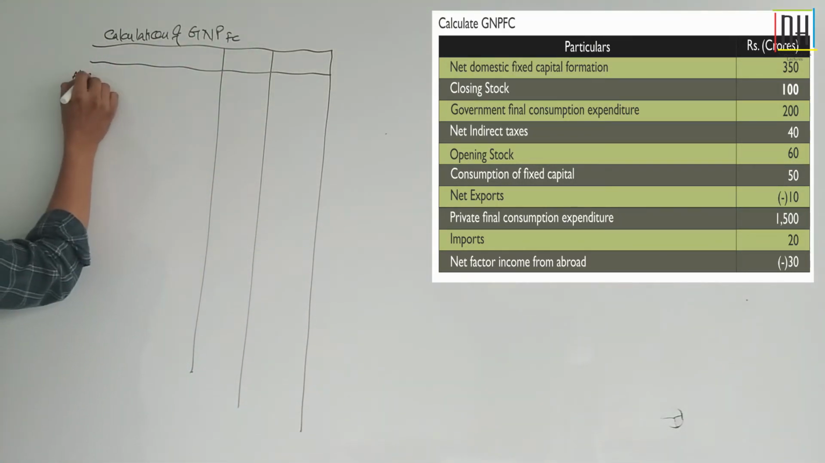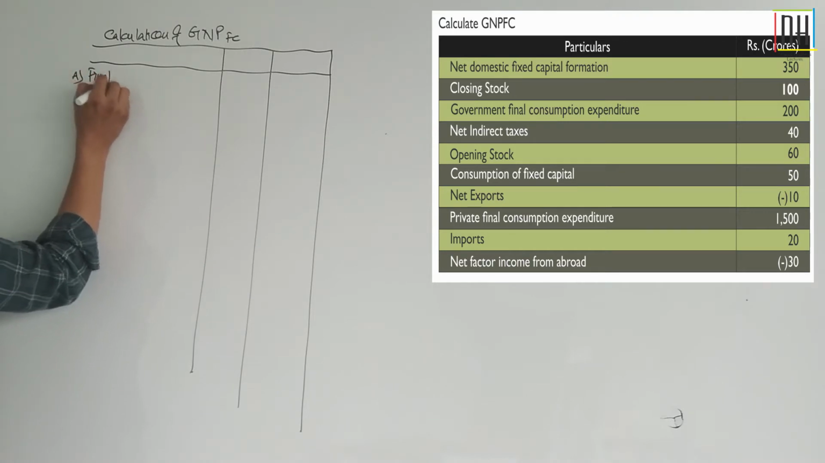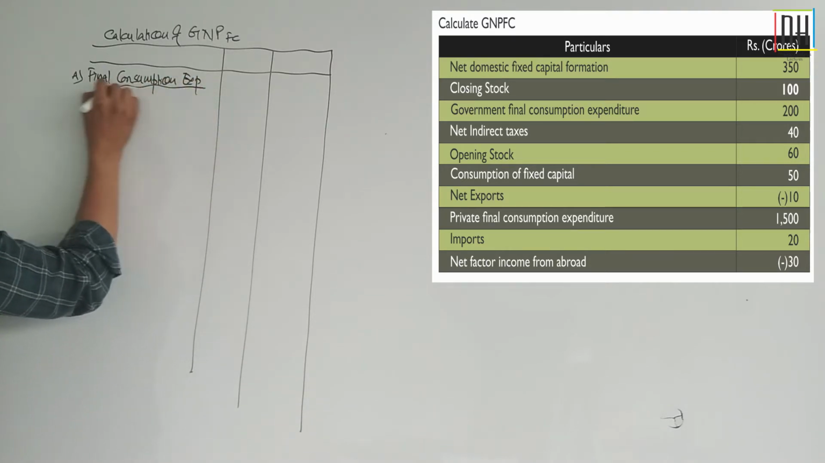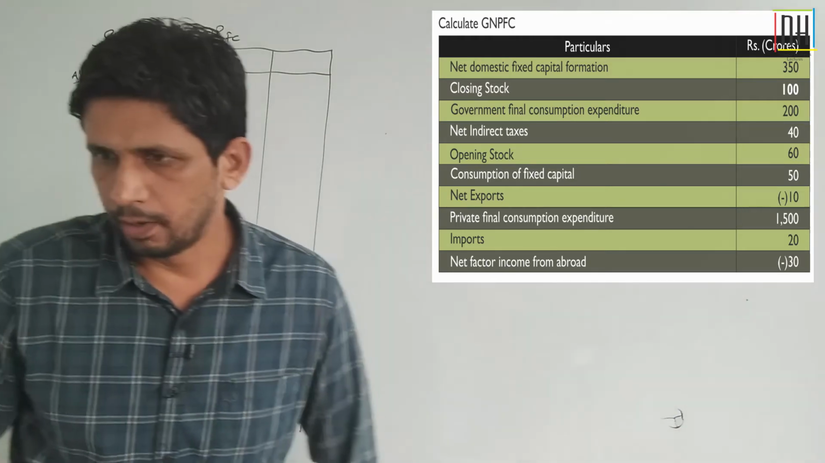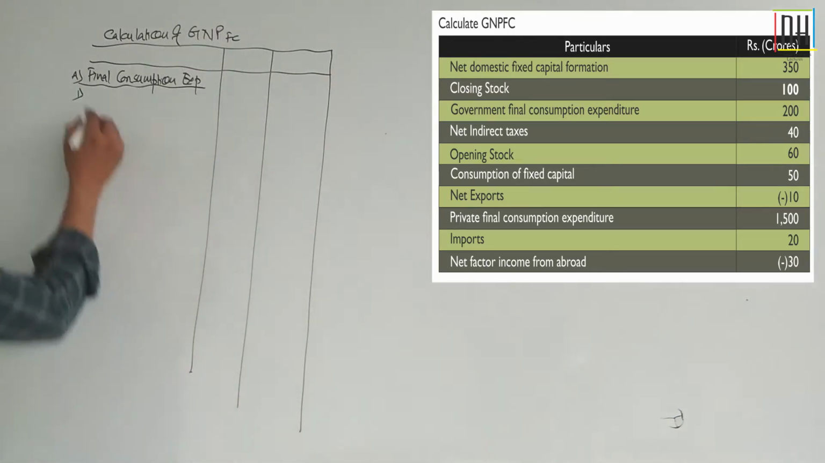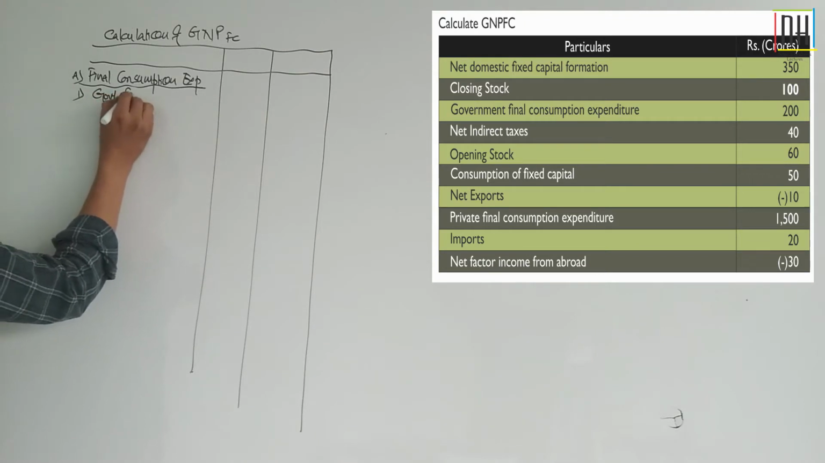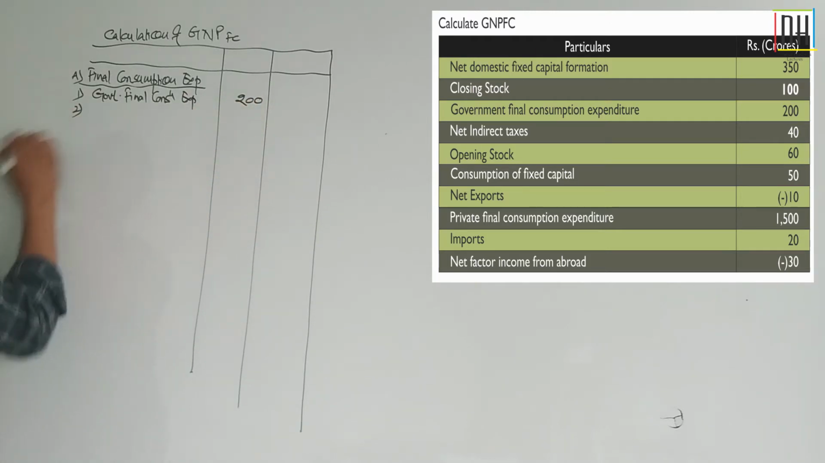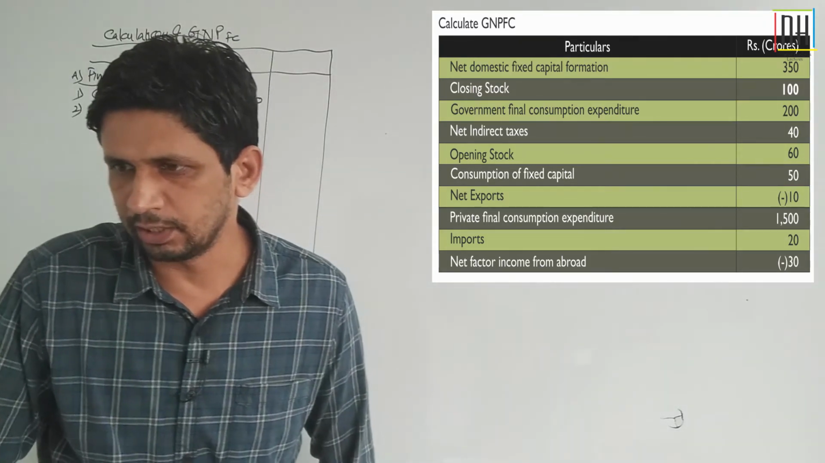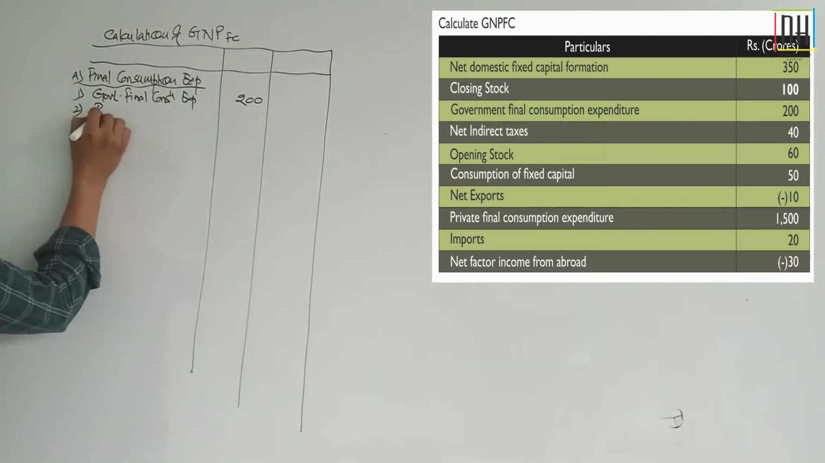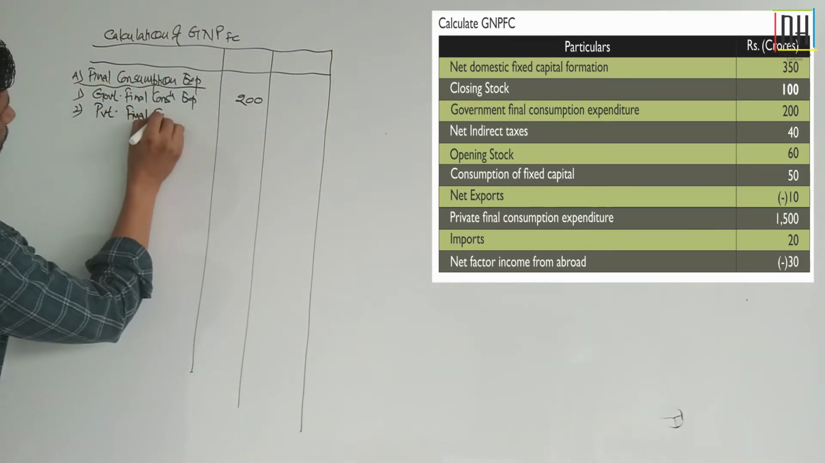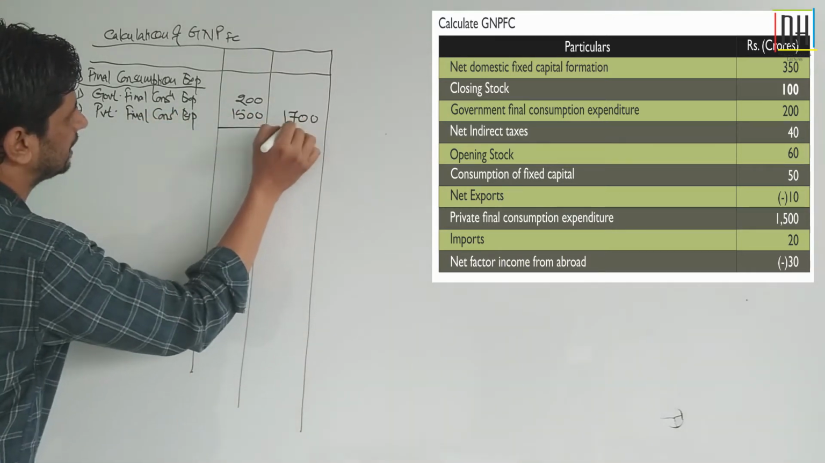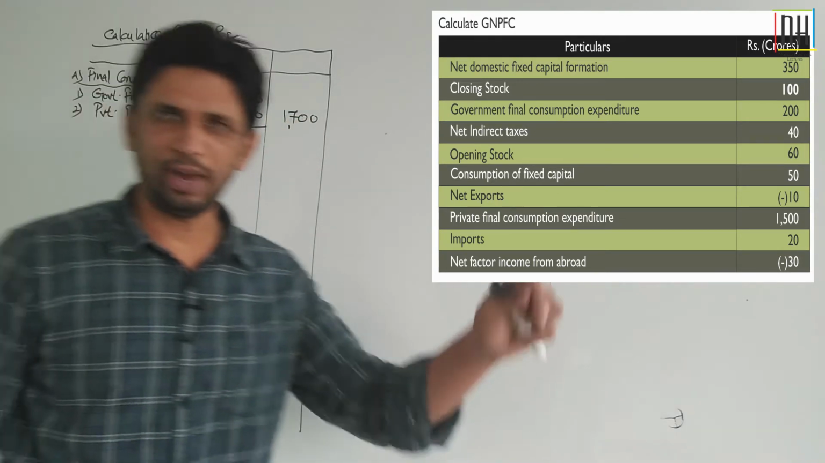Our A is final consumption expenditure. In this we have government final consumption expenditure 200, and number 2 is the private final consumption expenditure of 1500. In all, total 1700 is the value of final consumption expenditure.